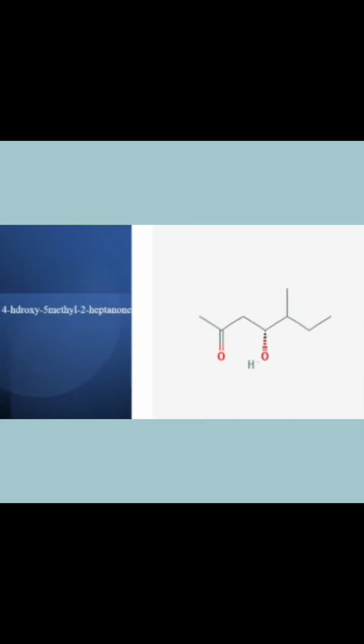Now let's try to name this molecule. The longest chain is 7 carbons, so we're working with a potential heptane, but I see a ketone and I also see an alcohol group. The ketone has a higher priority than the alcohol, so we will call this heptanone and not heptanol. The alcohol is at 4, and that will be called a hydroxy. And there is a methyl at 5. Because the ketone will be part of the base name, I number that one last. So the name will be 4-hydroxy-5-methyl-2-heptanone.